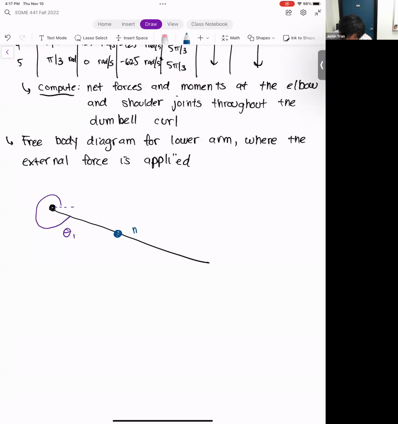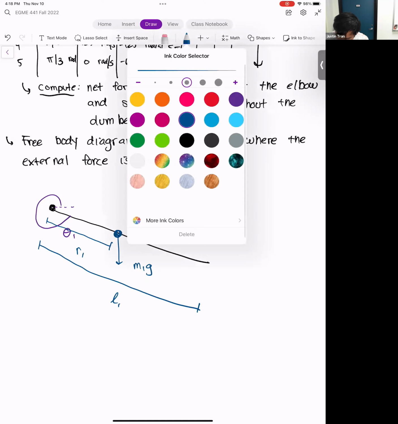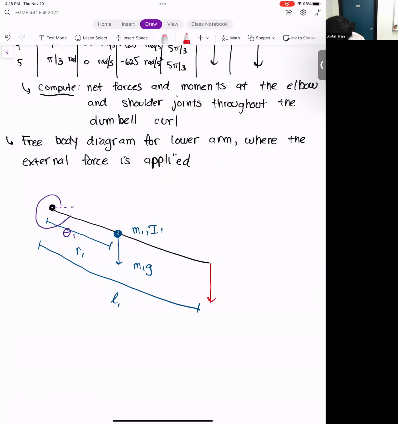We have the center of mass here. So we have M1, I1. Where we have a vertical force M1G, which is basically the weight of the lower arm, acting at the center of mass. The distance from the elbow to the center of mass is R1, and the length of the entire arm is L. In terms of forces, we have the force from the dumbbell, and so that's FW, a weight force pushing downwards.